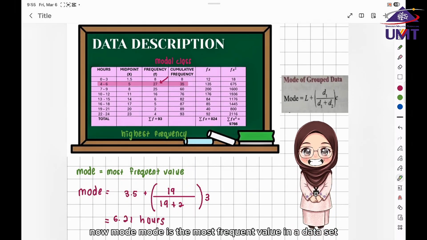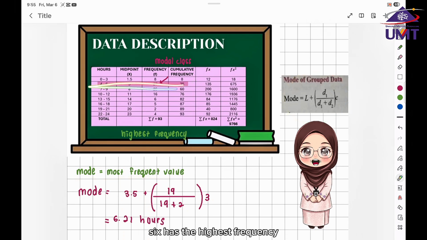Now mode. Mode is the most frequent value in a data set. We use the formula. From the table, the class interval 4 until 6 has the highest frequency, so it is the modal class. L is the lower boundary. From the table, L equals 3 plus 4 over 2, which is 3.5. Next, D1 is the difference between the frequency of the modal class and the previous class. From the table, 27 minus 8 equals 19.